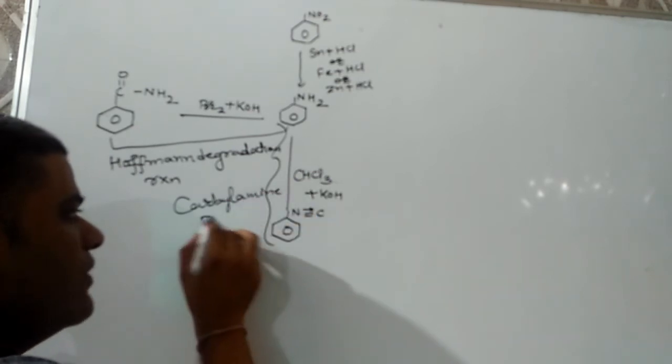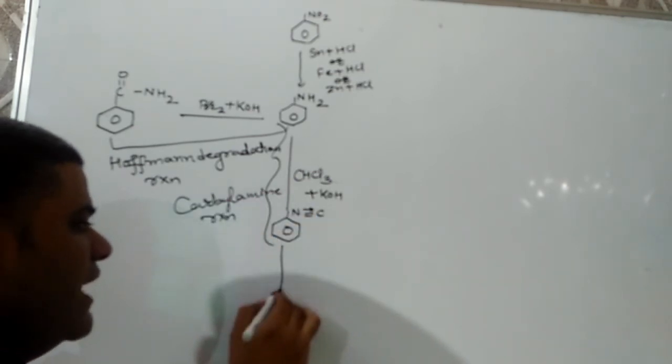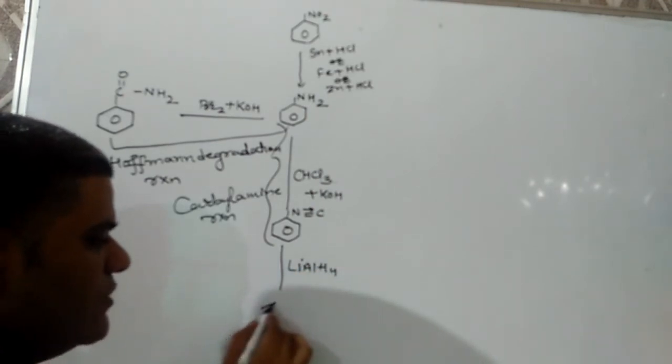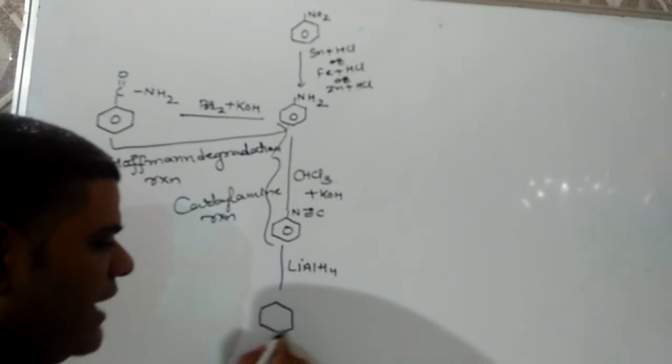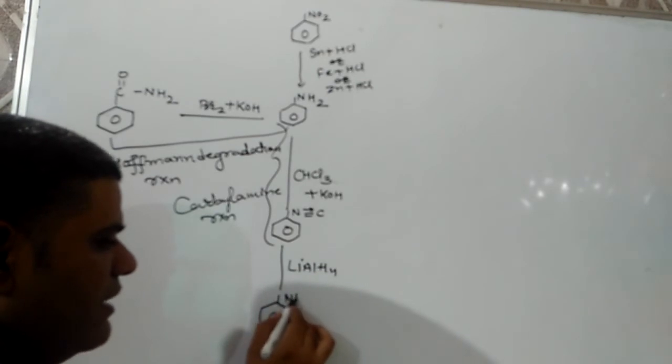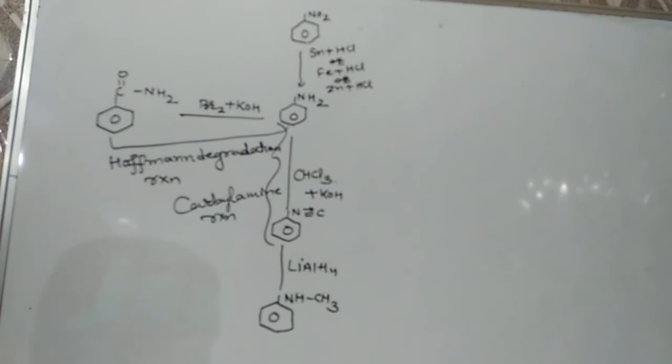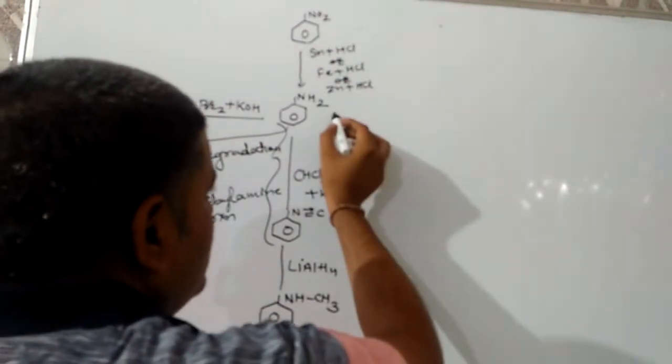This reaction is known as carbylamine reaction, and this can react with lithium aluminum hydride to produce N-methyl aniline. These all are very important reactions. I am going to discuss a few of those.